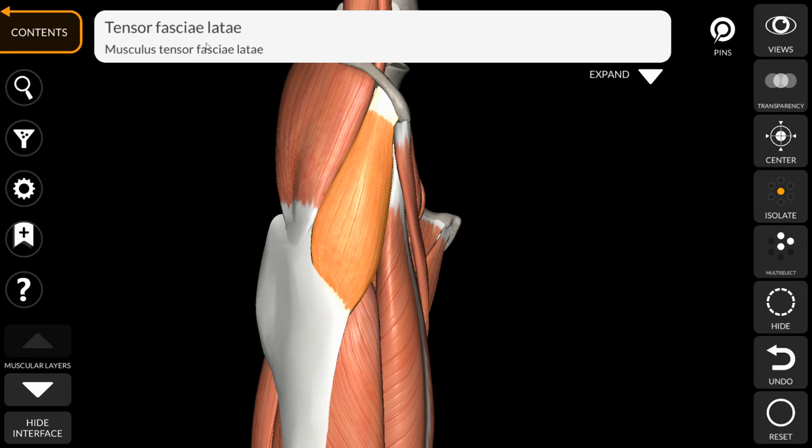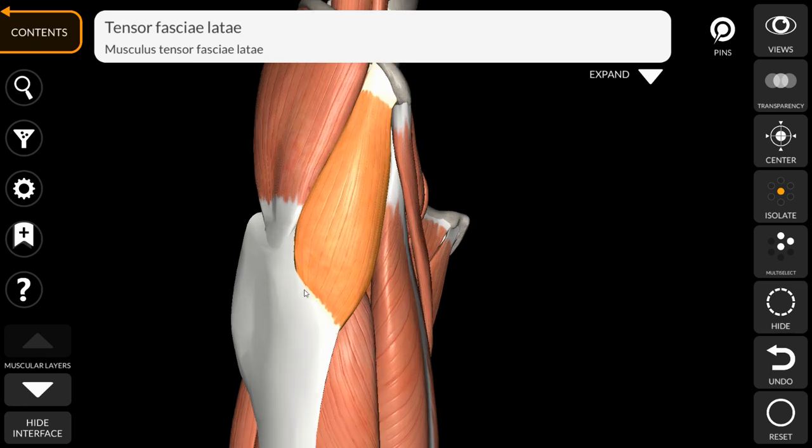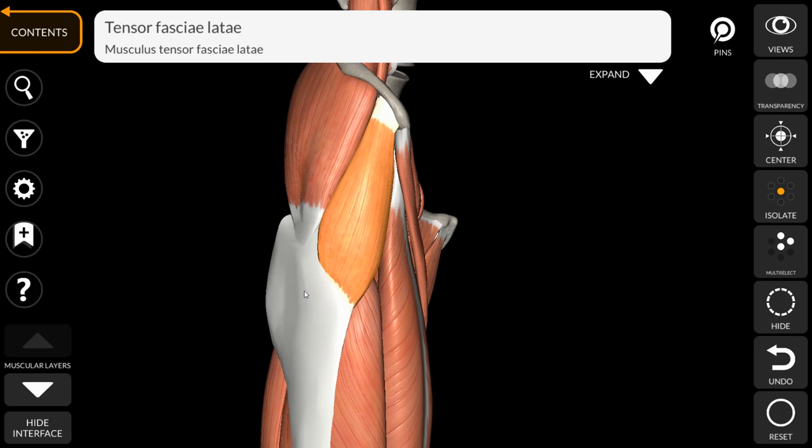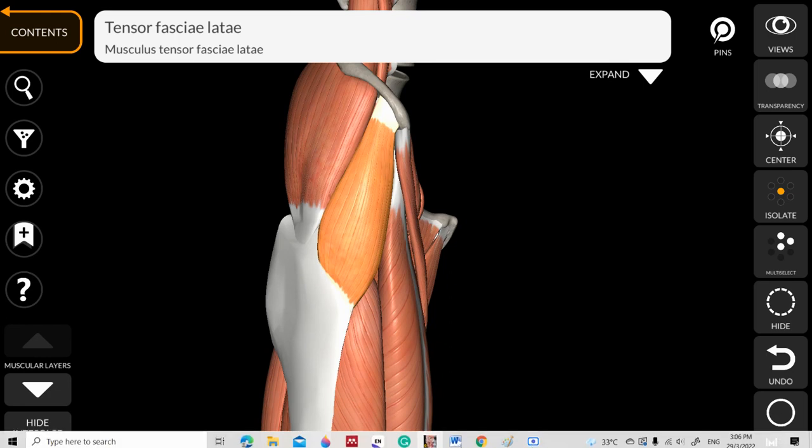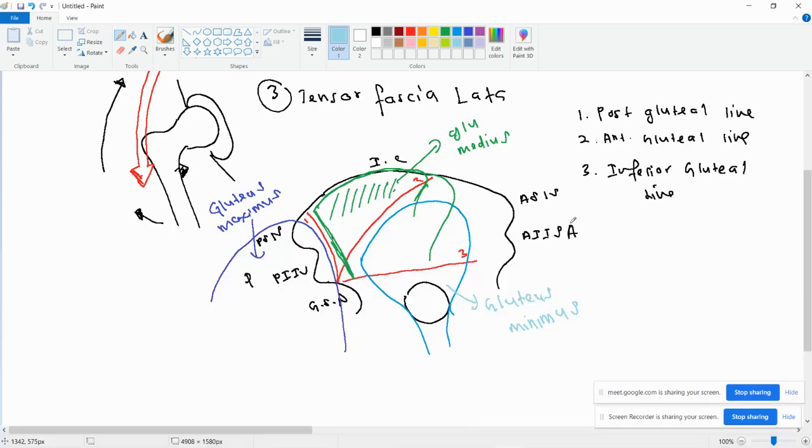But the thing is, what is fascia lata? Fascia lata refers to the connective tissue which covers your thigh muscles. Okay, it covers your thigh muscles. We call it fascia lata. Okay, maybe I can draw you a simple diagram. Listen carefully, class.